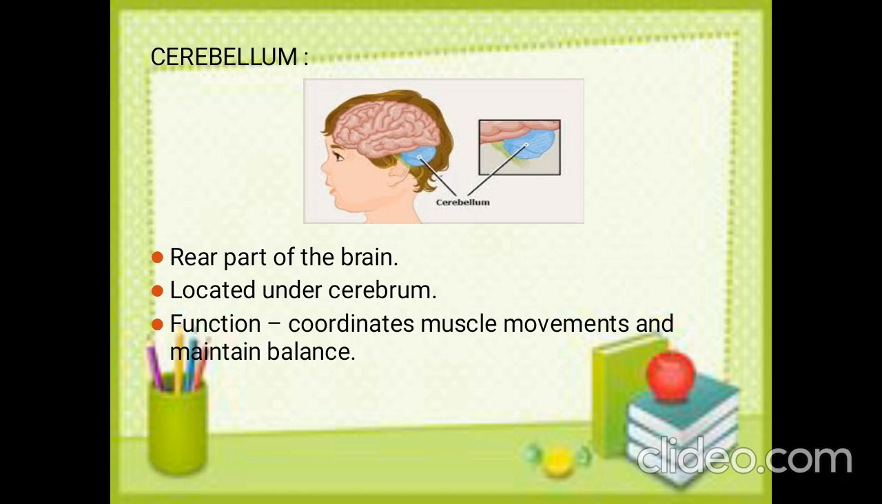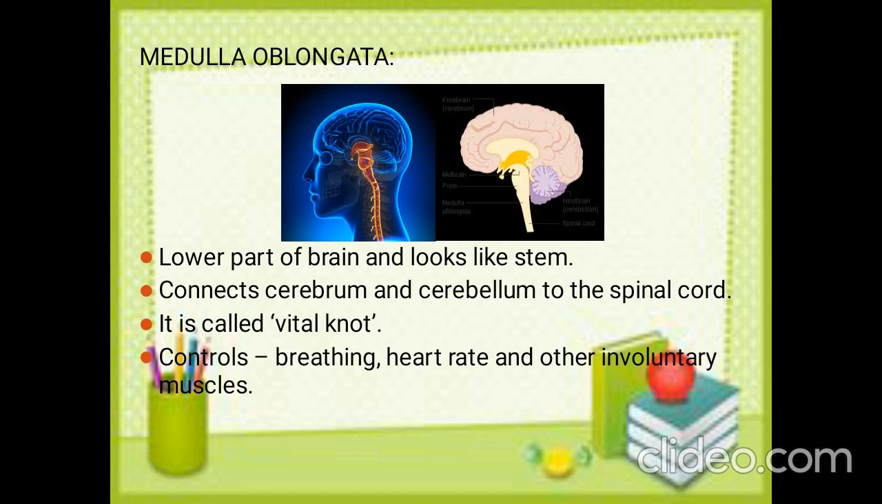Okay, then coming to medulla oblongata, it is like the stem. Okay, it looks like the stem and it is at the lower part of the brain. See in the picture how the medulla oblongata looks like. Right, it connects cerebrum and cerebellum to the spinal cord. Okay, it is the intermediate, that is medulla oblongata connects cerebrum and cerebellum of the brain to the spinal cord.